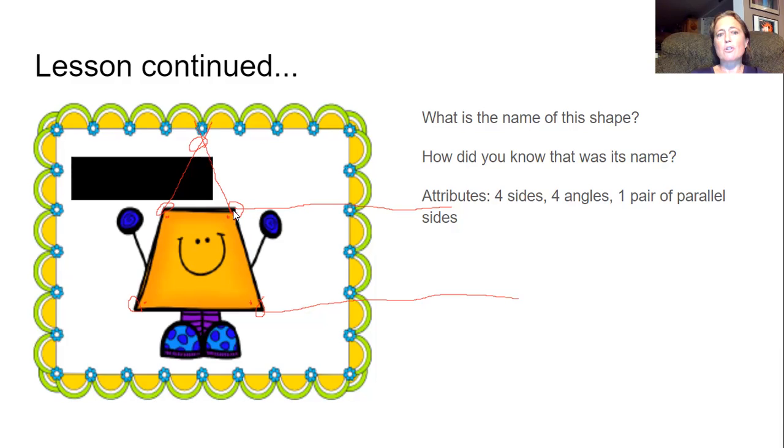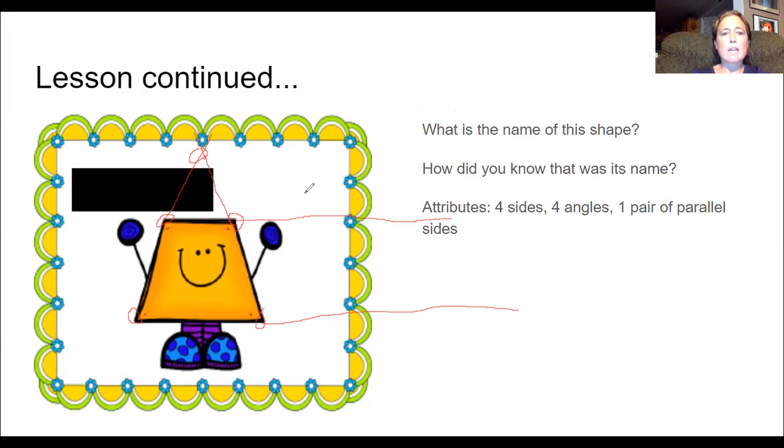Remember, vertices are where 2 sides come together. Now you notice in this one, I've only put 4 angles, not 4 right angles, because if you can see, if I put a piece of paper here, it would not fit, okay? So my piece of paper would be going like this, and the line of the trapezoid is here. So it is not a 90-degree angle. All right.